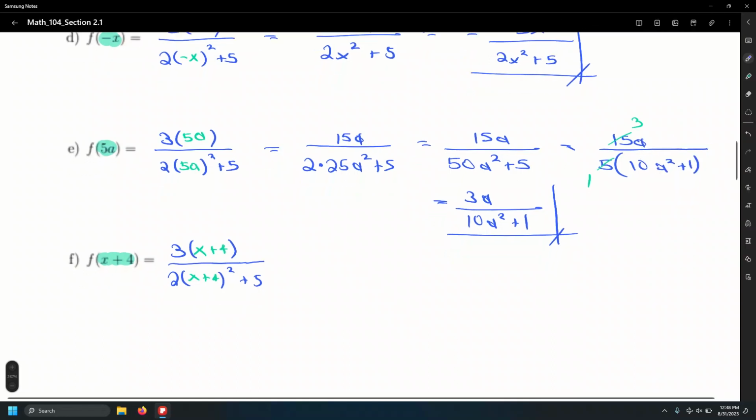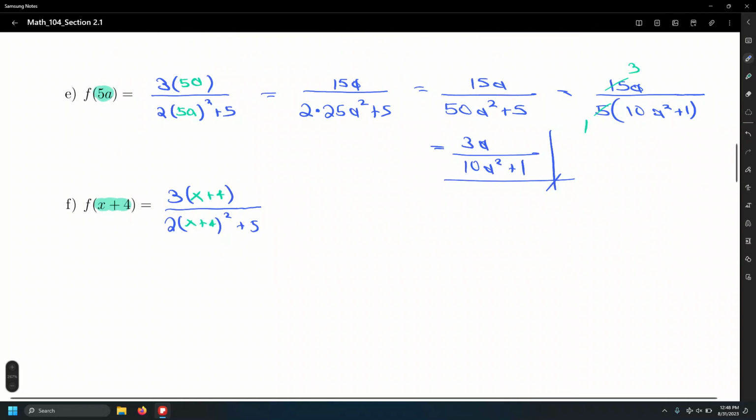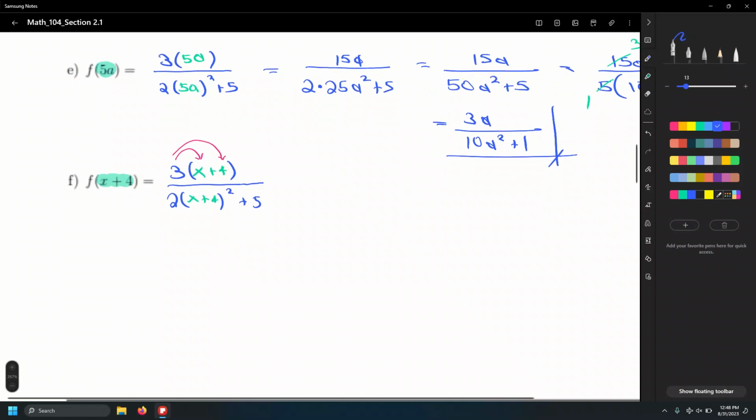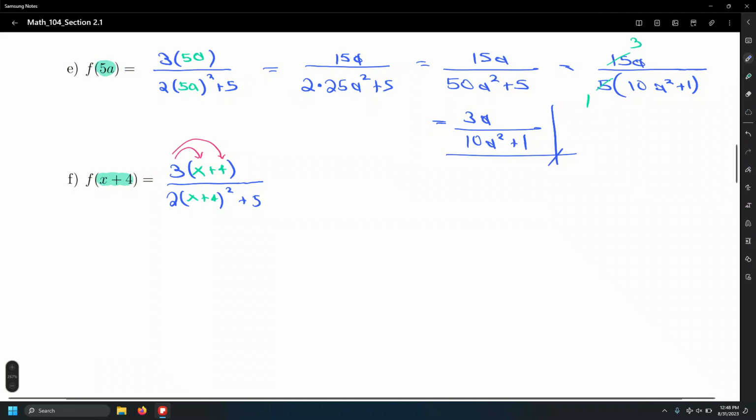So for the numerator, how about we distribute the 3 over the 2 terms right here? And for the denominator, I'm going to notice this x plus 4 quantity squared. There's a couple of ways to expand this binomial. Well, number one, that's going to give us 3x plus 12.